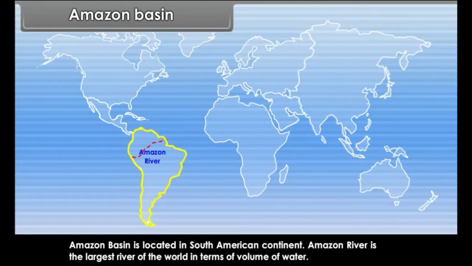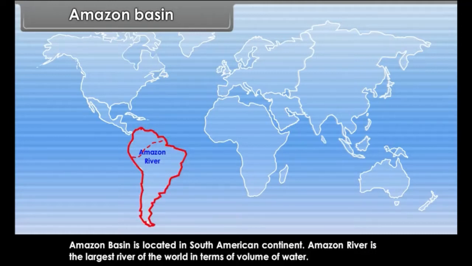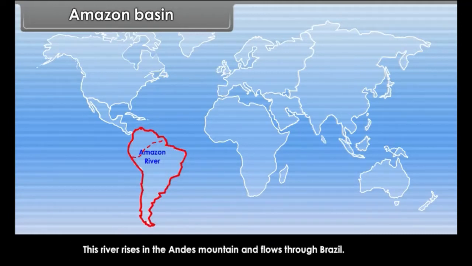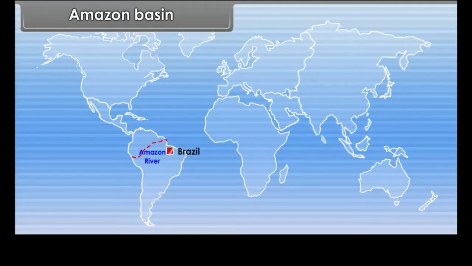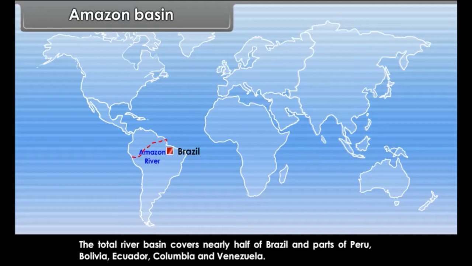Amazon River is the largest river of the world in terms of volume of water. This river rises in the Andes mountain and flows through Brazil. The total river basin covers nearly half of Brazil and parts of Peru, Bolivia, Ecuador, Colombia and Venezuela.